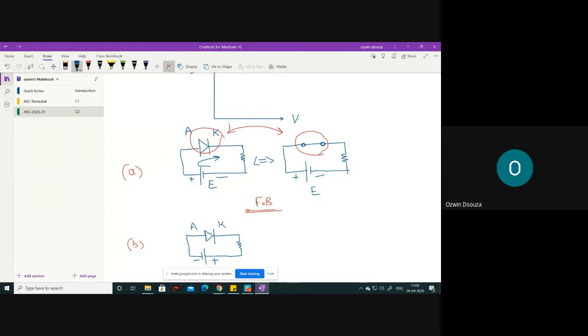Under this mode, the diode stops conducting. Why does it stop conducting? That's the reason I asked you to go through the prerequisite content. Can anyone tell me why the diode stops conducting once it is reverse biased? The increase in the depletion region. Right. So there is something known as the depletion region in a PN junction diode. When you reverse bias the diode, the depletion region tends to increase.